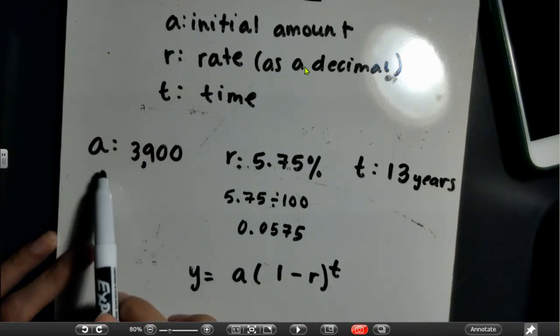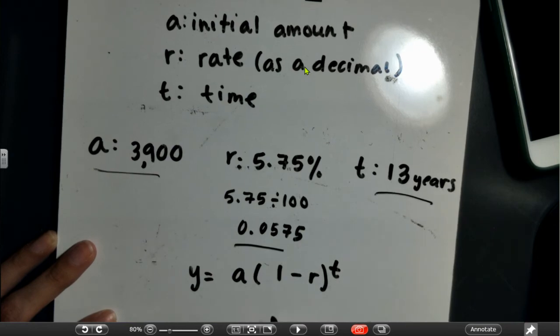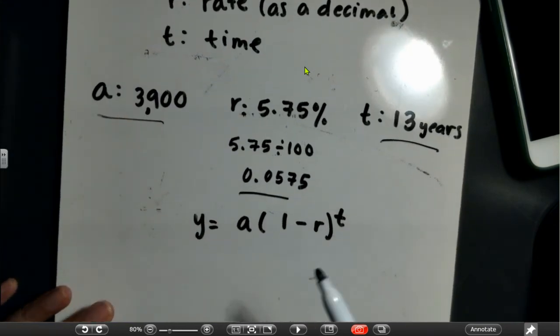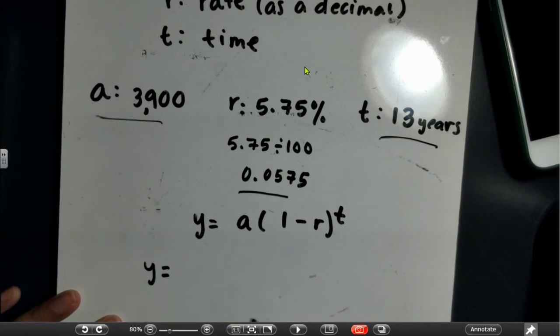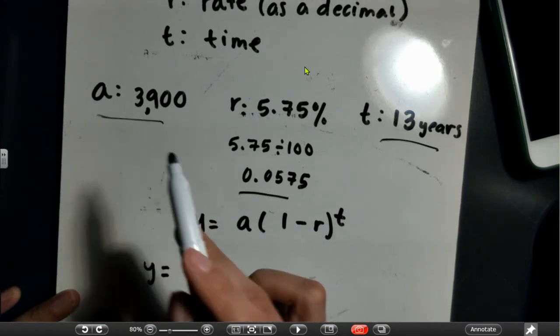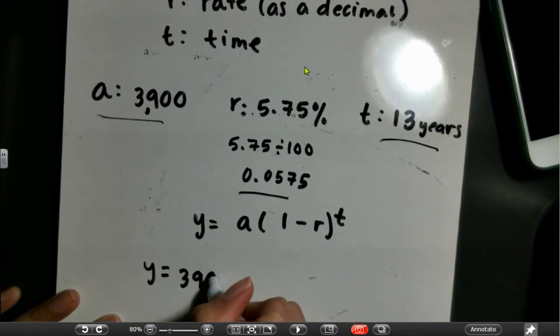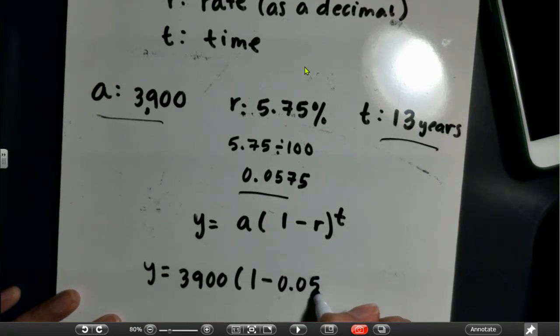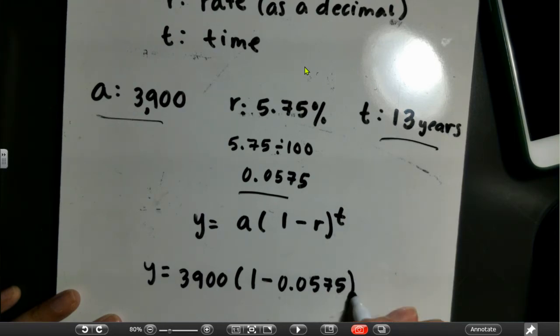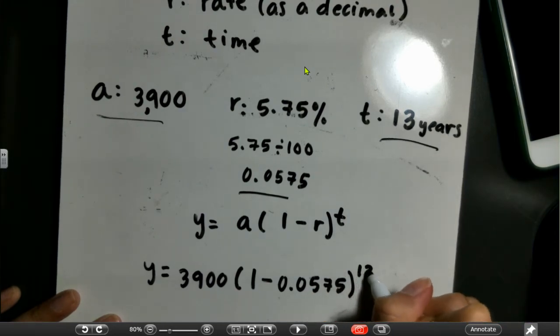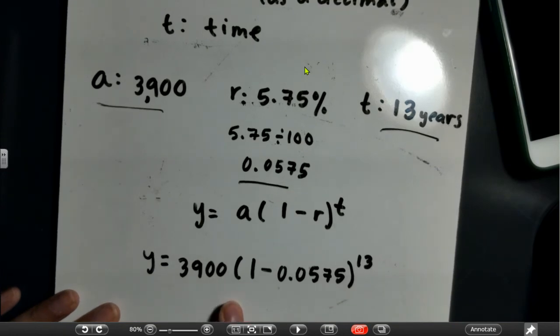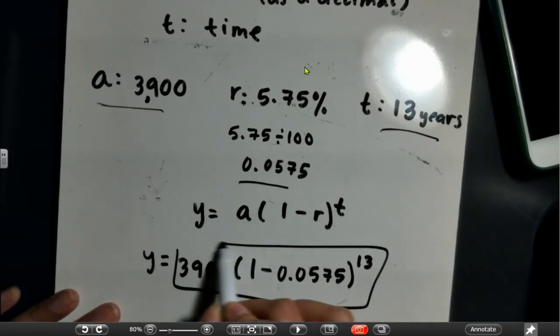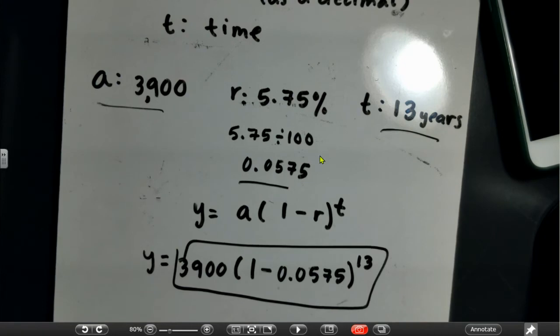From there, I'm just going to take my three numbers and plug them into my formula. So I'm going to start with y equals. A is how much I started with. The 1 is always going to be there. Subtract. R is going to be this new decimal. And then T is going to be 13 years. And then from here, I can take all of these numbers and type them into my Desmos calculator.